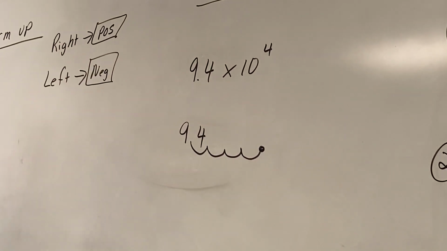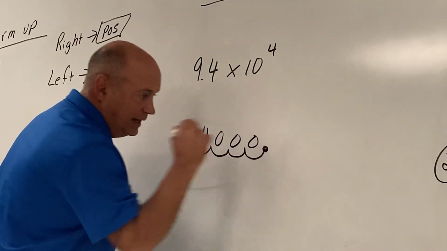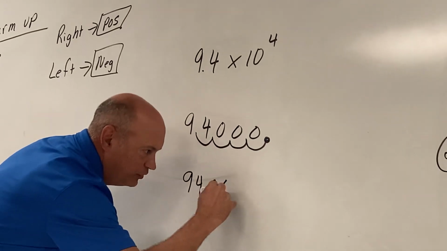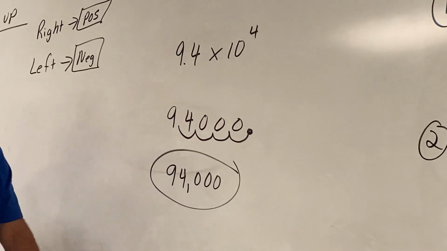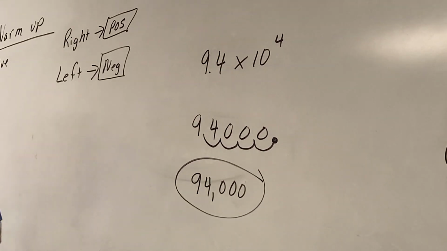What do I need to put in those blanks? Zeros. And now let's rewrite the final answer. It is 94,000. Okay, questions? Let's do one with the negative.